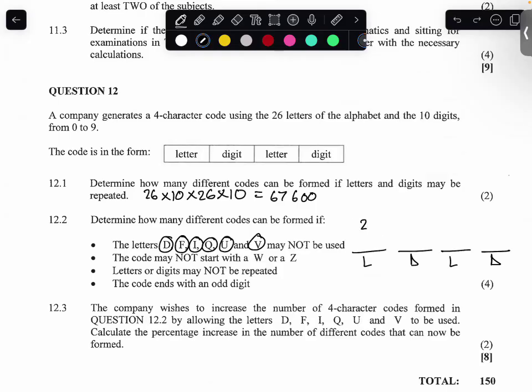So 26 minus 6 gives me 20 options for the first position, except the code may not start with a W or Z. So from these 20, there's 2 that I can't use, a W and a Z. So that means that in the first position for the first letter, I only have 18 options. How did I get 20? First of all, I can't use these 6 letters, so 26 minus 6 gives me 20 options for the first position, but the code may not start with a W or a Z, so that gives me 18.